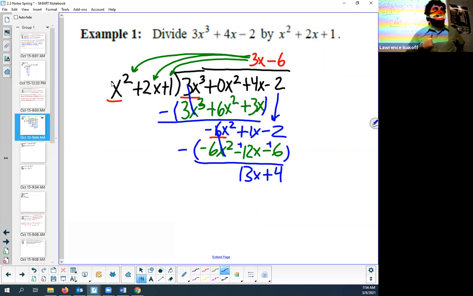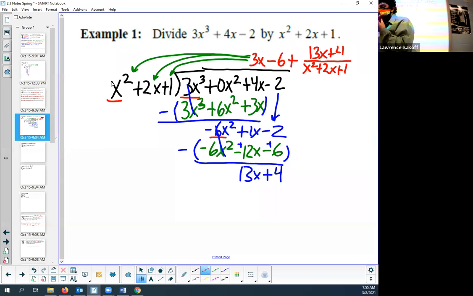Now, I have nothing left to bring down, right? So now it's just a matter of writing our remainder. So that's going to be plus, then I'm going to put this in the numerator, 13x plus 4 over what I divided by.